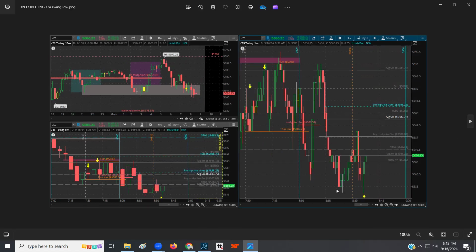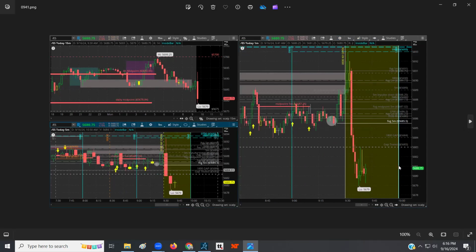9:37. Look at that swing low here, swing low, big test of it. I liked it, bullish pin bar. Now this setup I showed you earlier, I had earlier, somewhere over here. So same thing, nice setup. Liked it, took my long right here. 9:41.